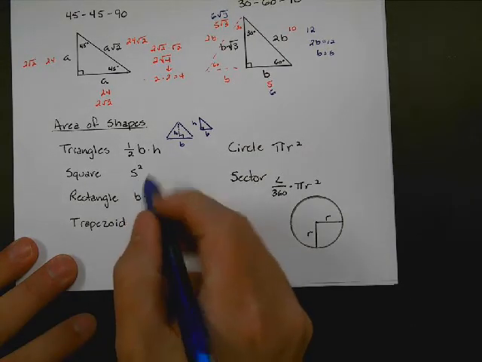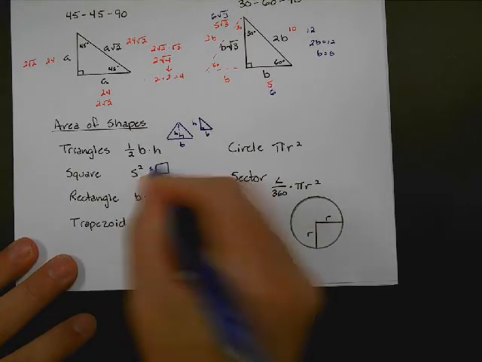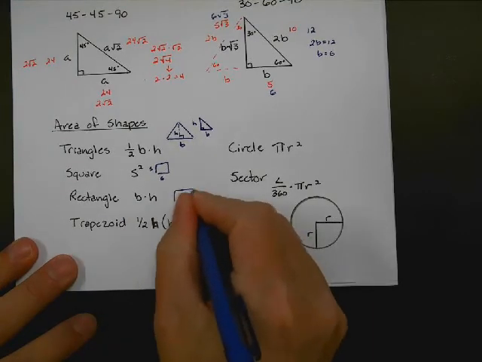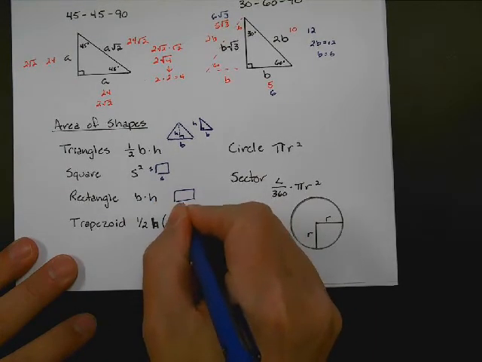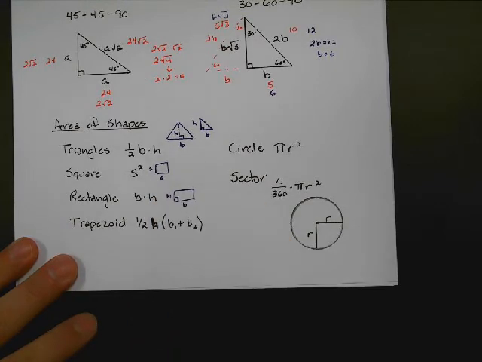So squares are always the side squared. In a square, all the sides are the same, so the side times side would be our area. Rectangle, you guys know this one, is base times height. And again, height always has to be perpendicular to the base.